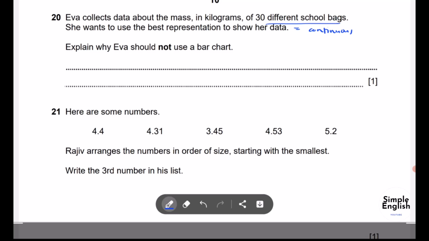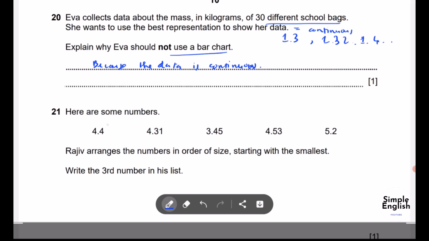it's different, right? Maybe for the first one it's 1.3 kilograms, and the second one maybe 1.22, and the next one maybe 1.4, etc. Because they may have different masses in kilograms, that is continuous data. So that's why you cannot use a bar chart, right? You can explain because the data is continuous, right?